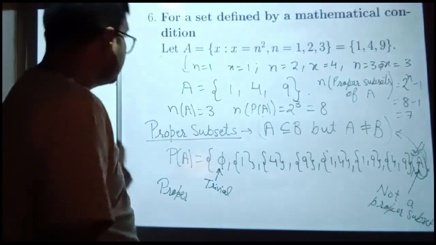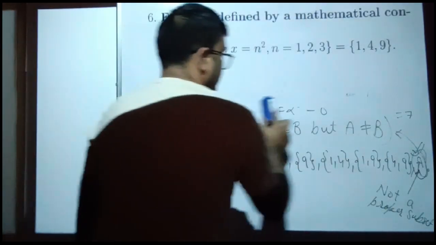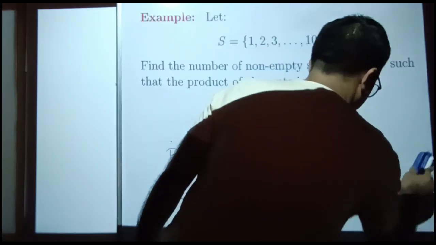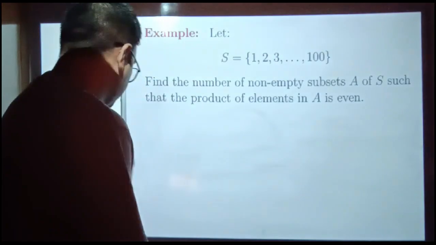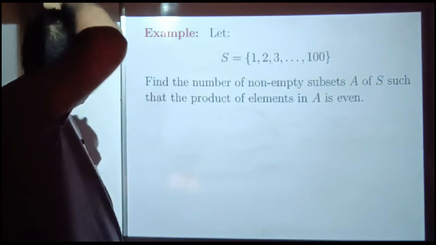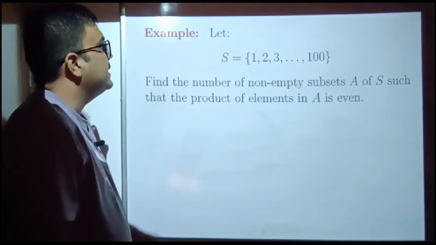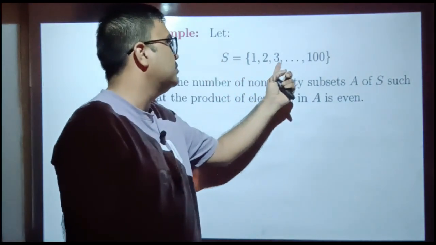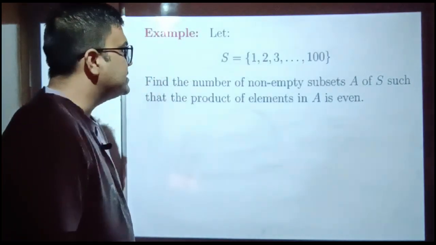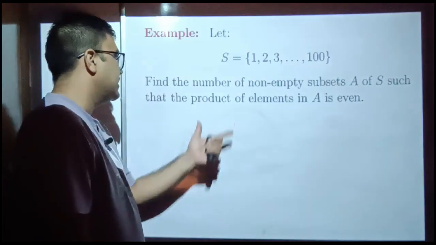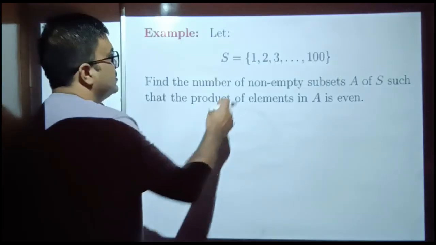The next question we have is: let S be the set with elements 1, 2, 3, and so on up to 100. We have to find the number of non-empty subsets A of S such that the product of the elements in A is even. So this is the set S given.